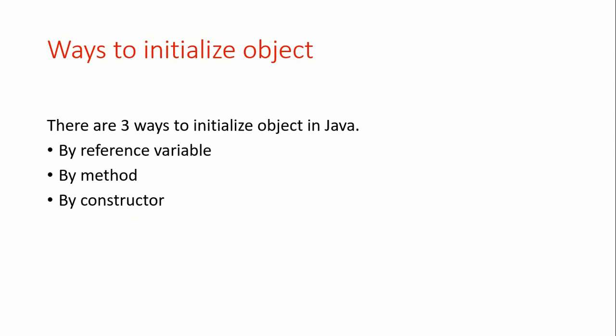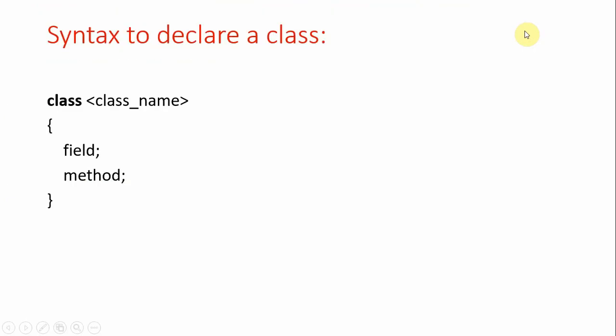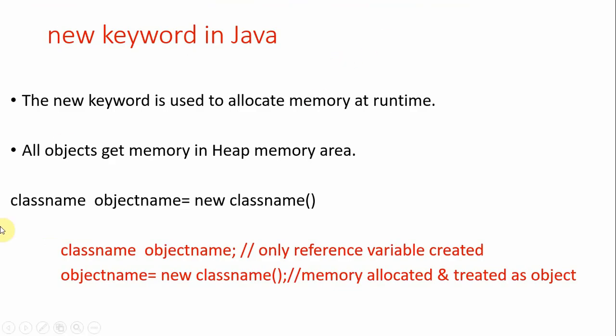Okay, so how to initialize an object? It can be done in three ways: one is a reference variable, another is a method, and the third is a constructor. We already discussed the reference variable, right? If you define it before using the new keyword, it is only called a reference variable. Whenever you use the new keyword, then it is treated as an object. Whenever you use a class name, space, object name, that is simply called a reference variable, which means memory is still not allocated for the variable.